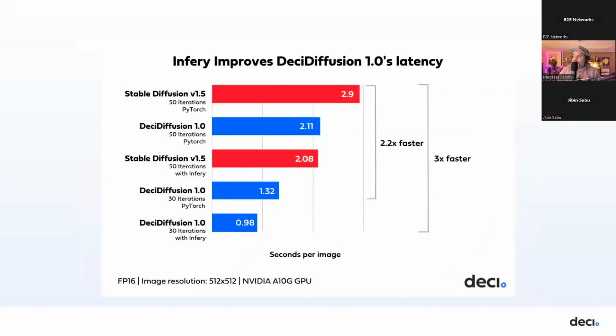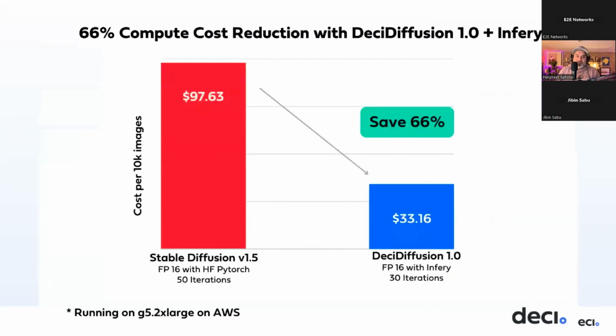Here's the improvement on latency. If we compare PyTorch to PyTorch model, we're 2.2 times faster. When we talk about the inclusion of Infery, our proprietary runtime engine, we end up being 3x faster. What does this mean? Money back in your pocket. This improved latency is attributed to its advanced architecture, efficient training techniques, and the integration of Infery.